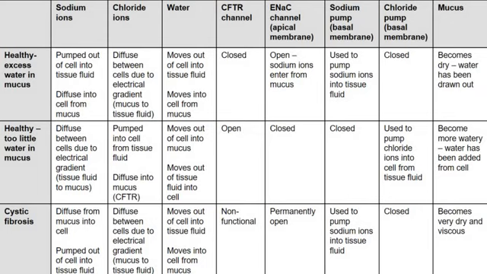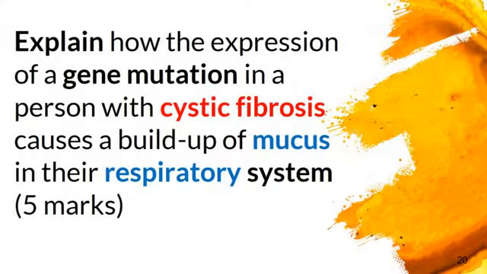So again, this is a lot of information. We need to take a pause point to bring some of these things together. I would like you to explain how the expression of a gene mutation in a person with cystic fibrosis causes a buildup of mucus in their respiratory system. If you're feeling confident, go ahead. Otherwise, I have a few more things I could ask you.